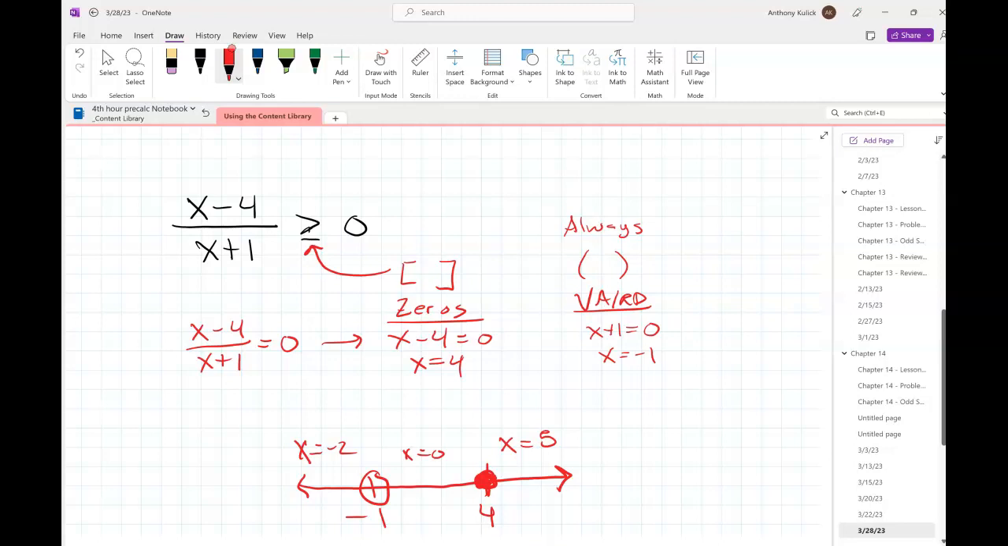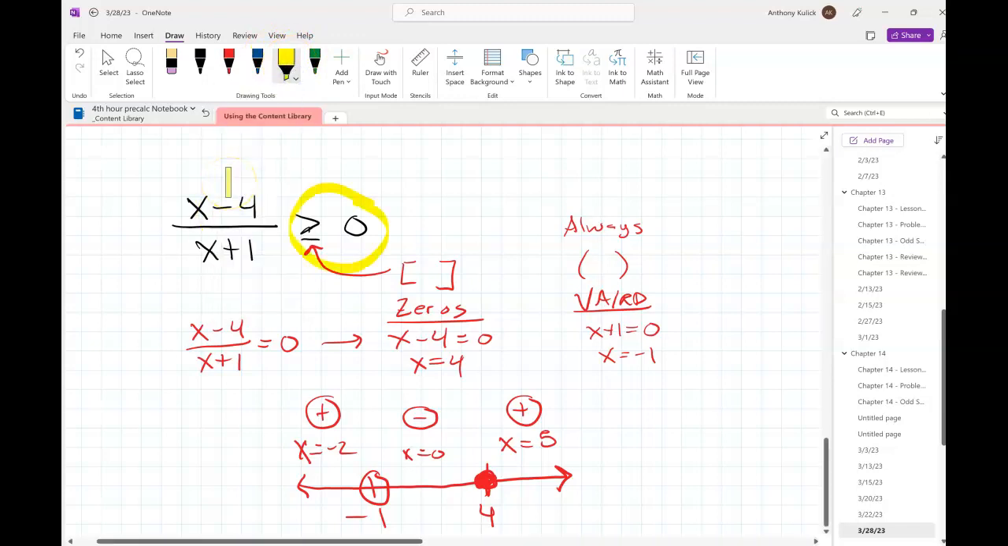-2 minus 4 is negative. -2 plus 1 is negative. Negative divided by negative should be positive. 0 minus 4 is negative. 0 plus 1 is positive. Negative over positive is negative. 5 minus 4 is positive. 5 plus 1 is positive. Positive over positive is positive.